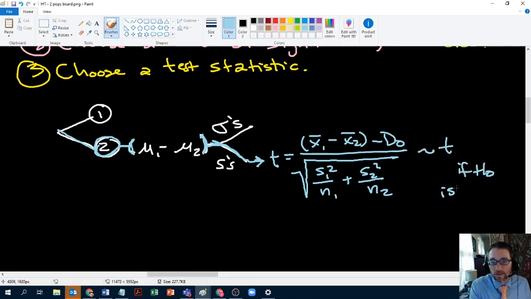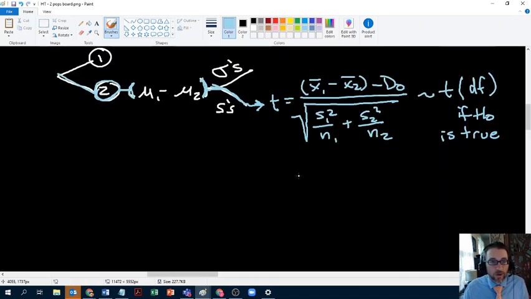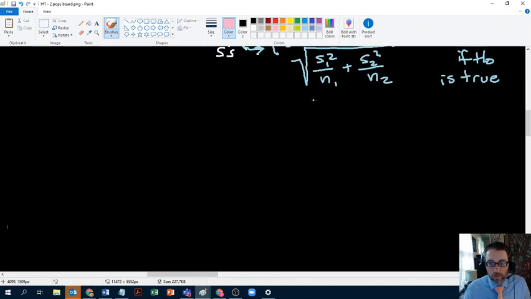Now, in the past, when we've looked at t-distributions, the number of degrees of freedom was n minus 1. In this case, that's not the case, right? We've got two different samples here, so which n are we going to use? And I'm going to warn you, this is the ugliest formula we're going to see all semester. We're going to have to calculate degrees of freedom using a formula. And that formula looks like this.